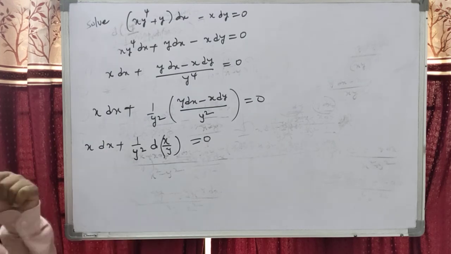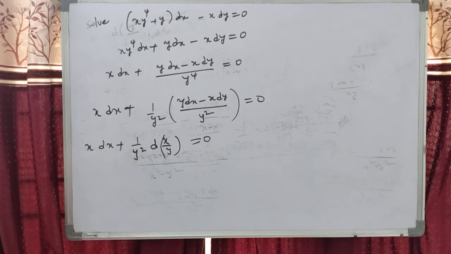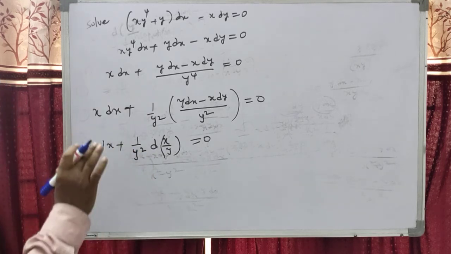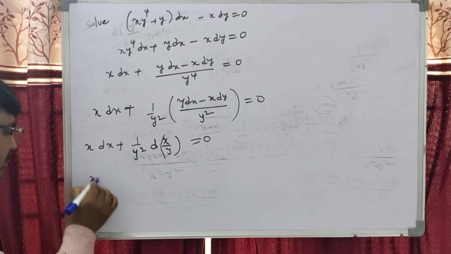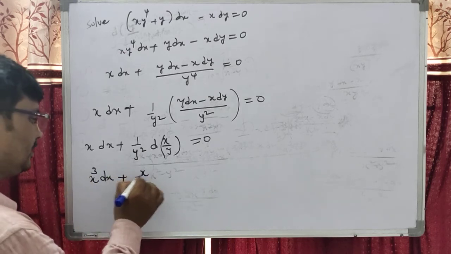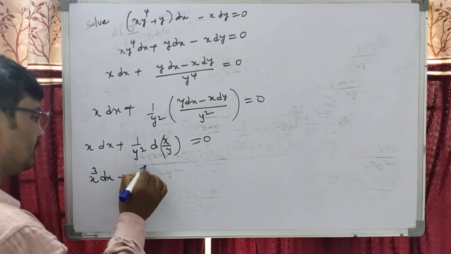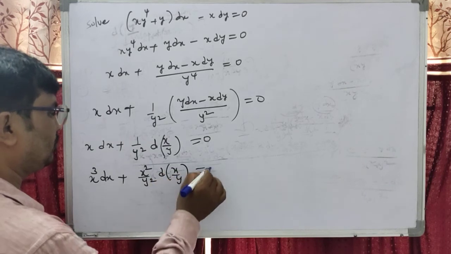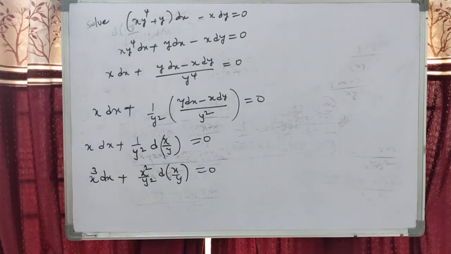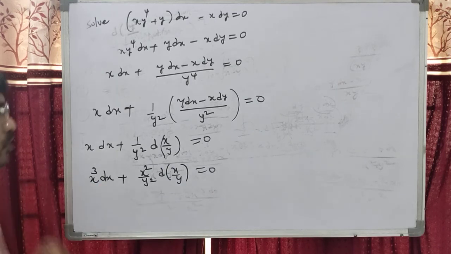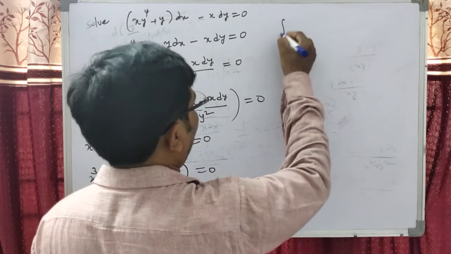When you apply the integral, nothing has happened. So just wait 1 minute, 1 by y square is there. Now multiply on both sides by x square. That is x cube dx plus x square by y square, this is the derivative of x by y, equal to 0. My dear students, what is taken here? On both sides, multiply with x square. So now apply the integral on both sides.